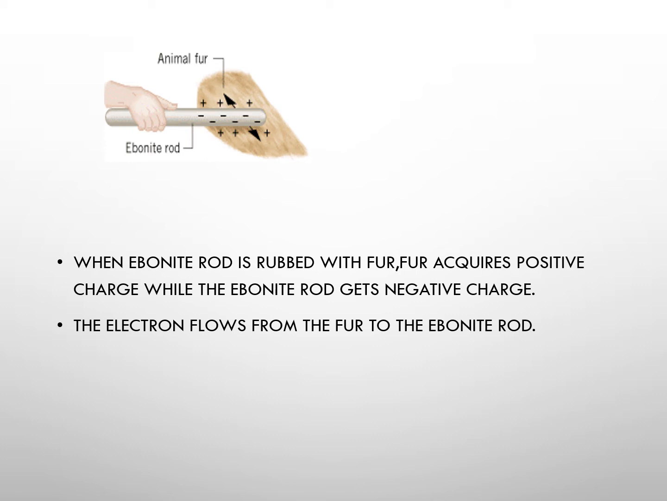When an ebonite rod is rubbed with animal fur, the electrons from the animal fur move to the rod due to friction. So, the ebonite rod becomes negatively charged while the fur, due to the loss of electrons, acquires positive charge. The electrons flow from the fur to the ebonite rod.